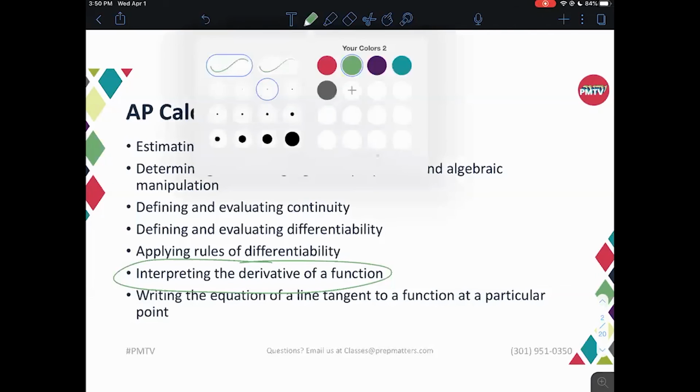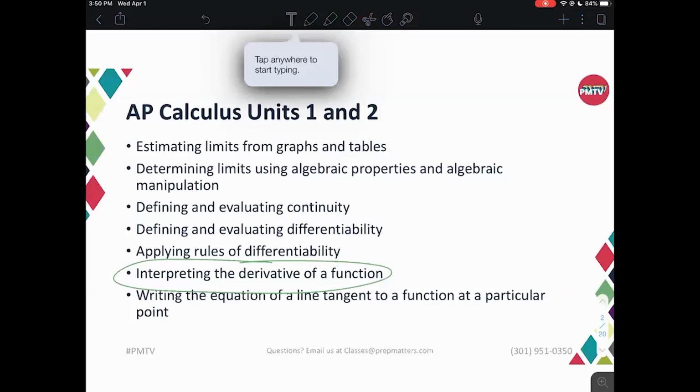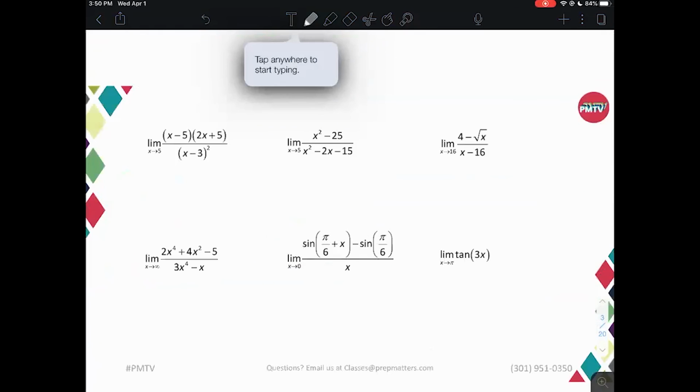Now, before we do this, I want to let you warm up your brain for a minute and go ahead and look at this. Look at all of these limits. Sorry, I'll stop clicking all over my screen. Look at all of these limits, and I want you to quickly see how many you feel like you know how to actually evaluate right away.